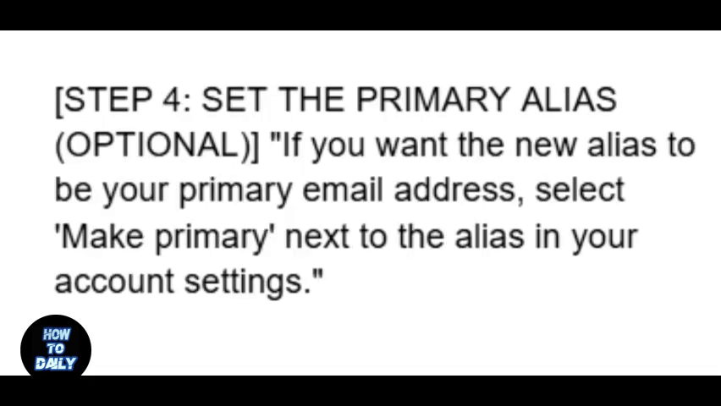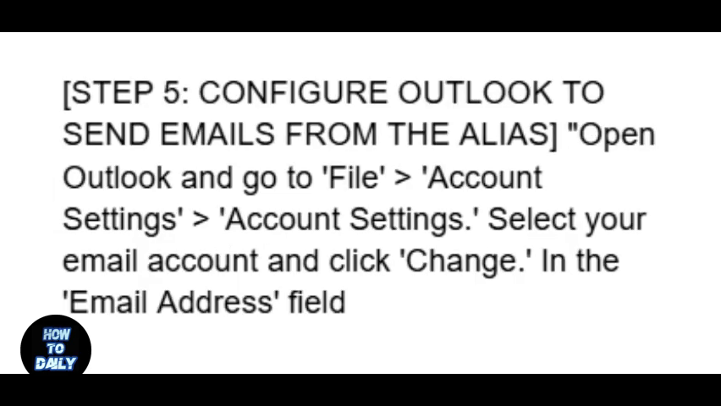Now, if you want the new alias to be your primary email address, select Make Primary next to the alias in your account settings. Next, open Outlook and go to File, then Account, then Settings, and then Account Settings. Select your email account and click Change in the email address field.